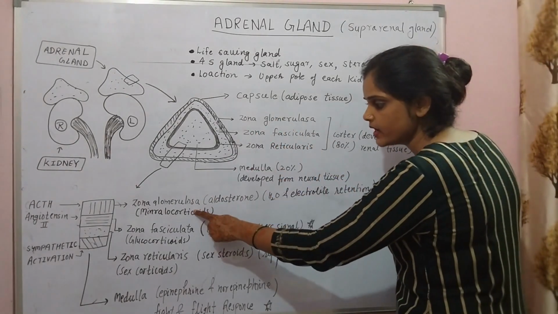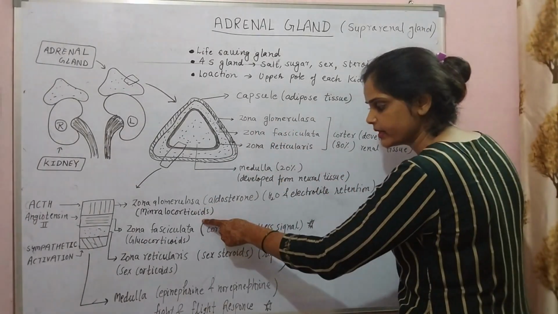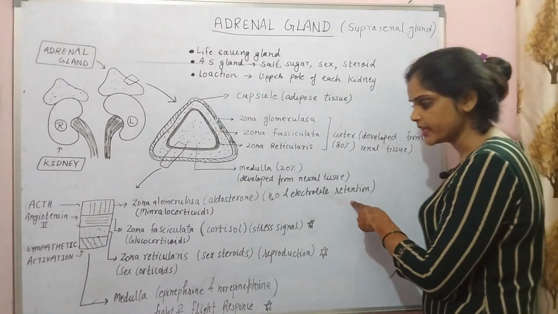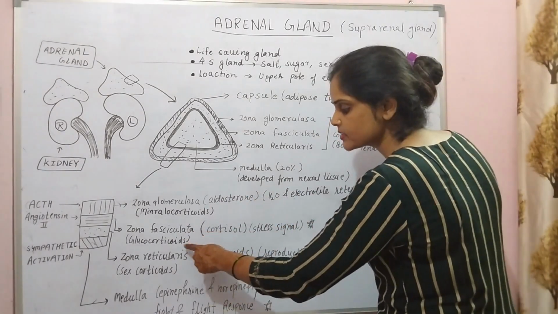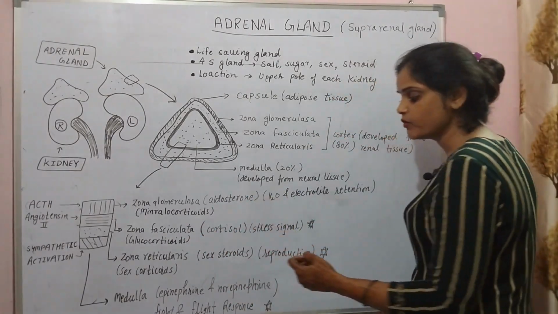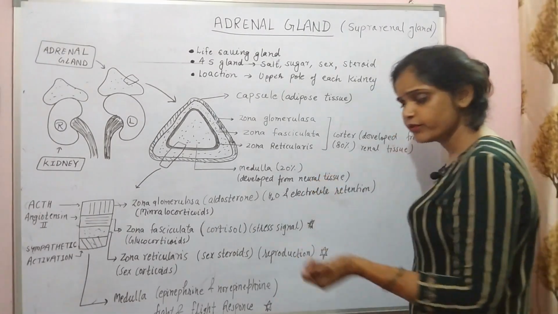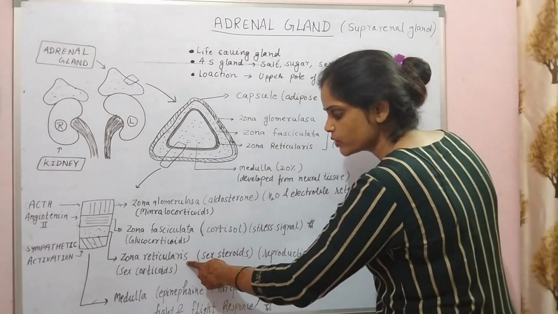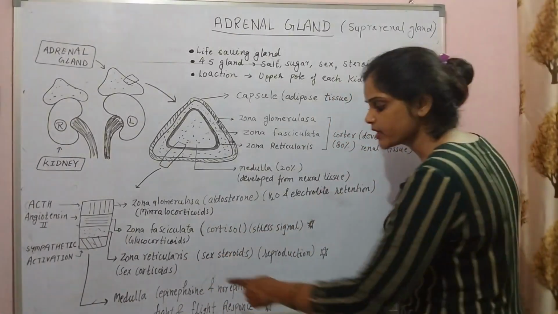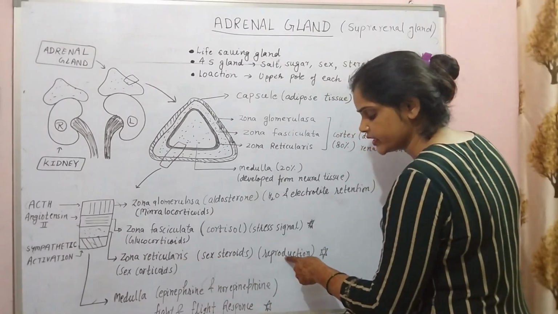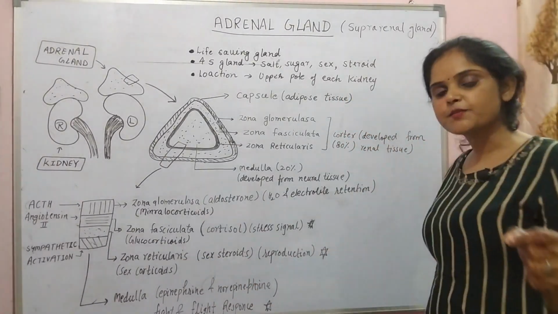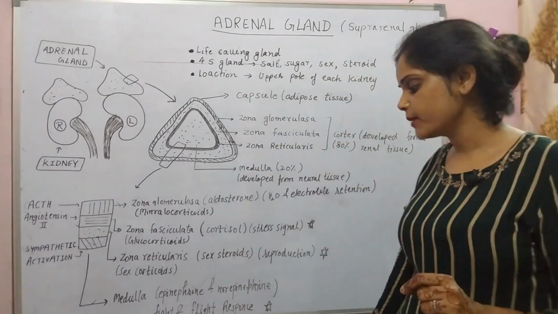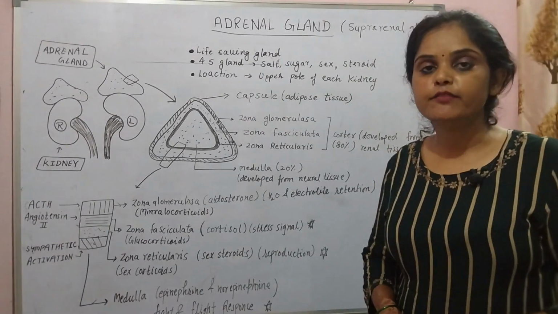The zona glomerulosa forms a group of hormones known as the mineralocorticoids. The key hormone is aldosterone, responsible for water and electrolyte retention. Next is the zona fasciculata. This forms the glucocorticoids, and a stress hormone, cortisol, which is responsible for giving a stress signal. The third layer is the zona reticularis. It forms sex steroids, and it helps in the reproduction process. And the last part, the medulla region, forms two hormones, epinephrine and norepinephrine, which give you a fight and flight response.